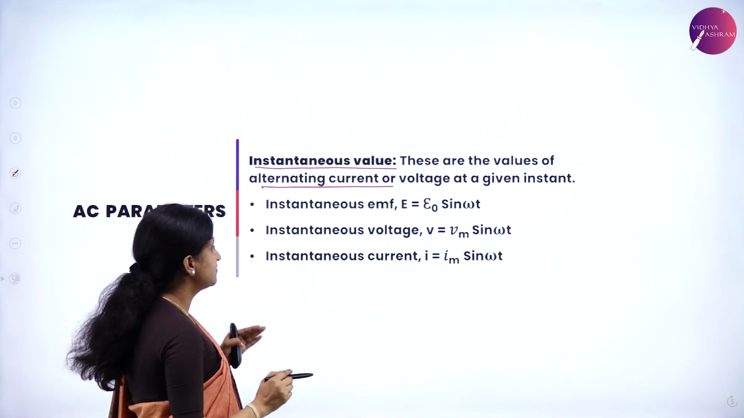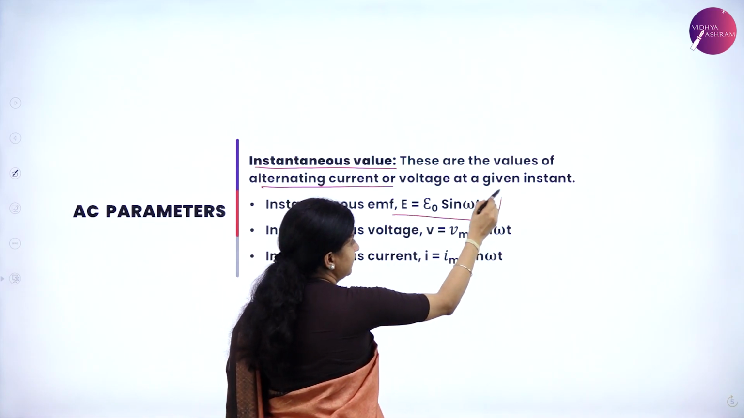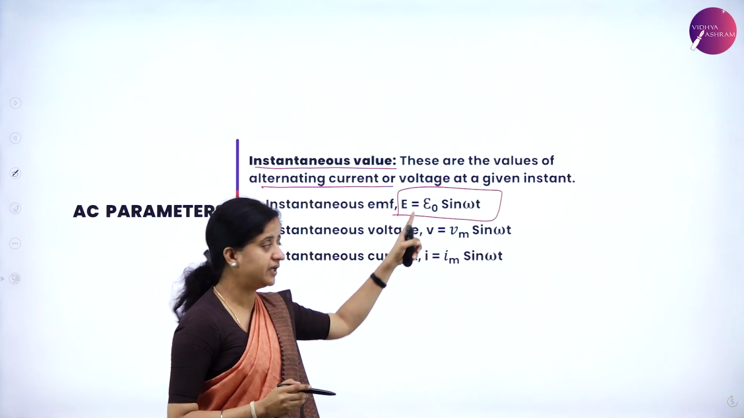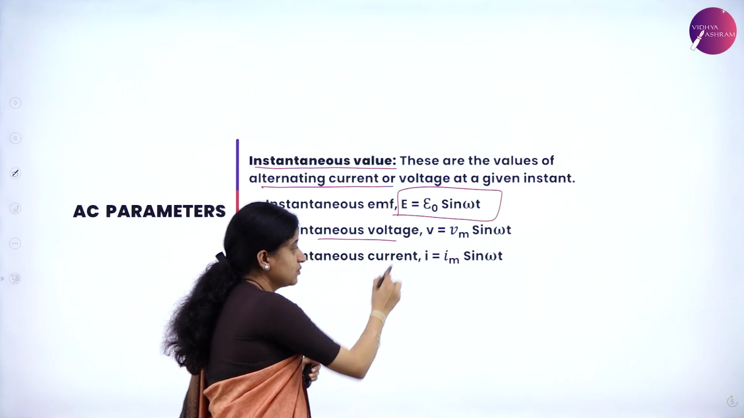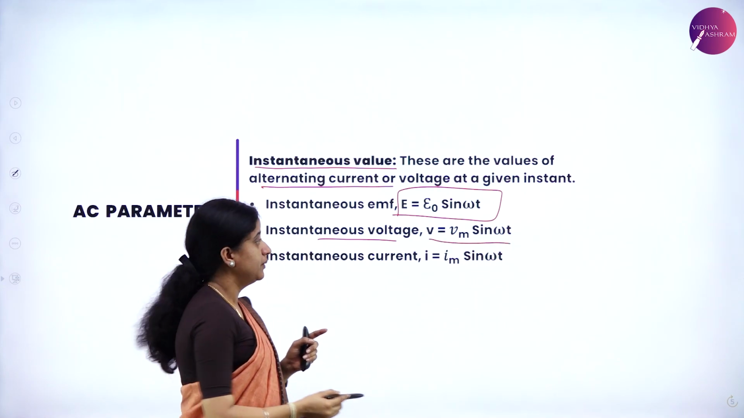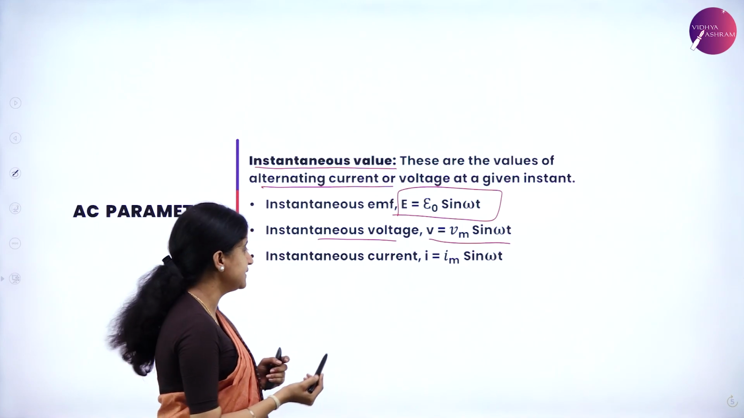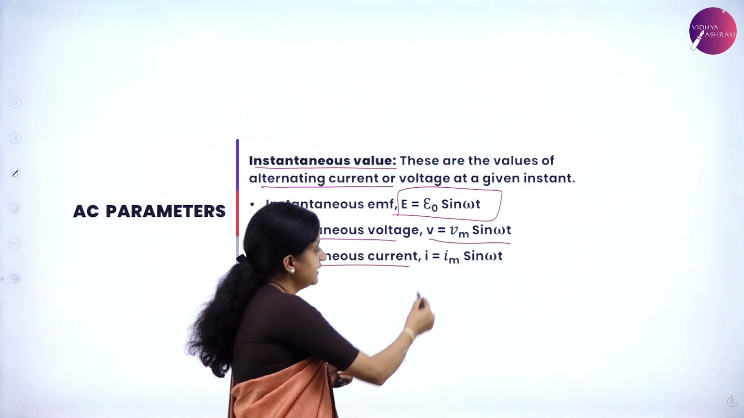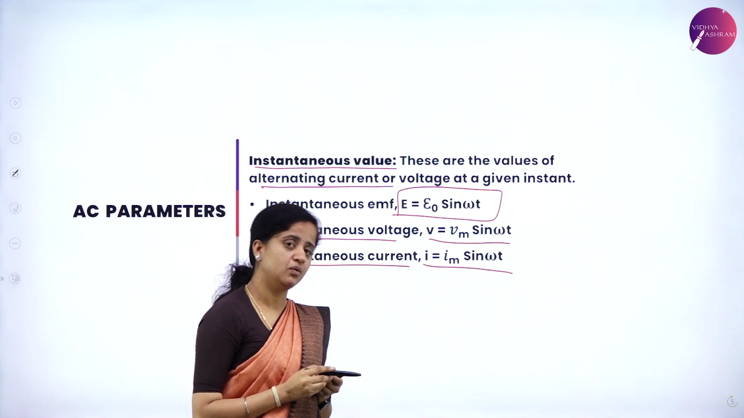The instantaneous value of EMF or instantaneous EMF is calculated by the expression E is equal to E naught sine omega t. As well as the instantaneous voltage, we have an expression V is equal to Vm sine omega t, where Vm is nothing but the peak voltage. I'll tell you what peak voltage is. And next is instantaneous current. Current is denoted by a letter I, which is equal to Im sine omega t.